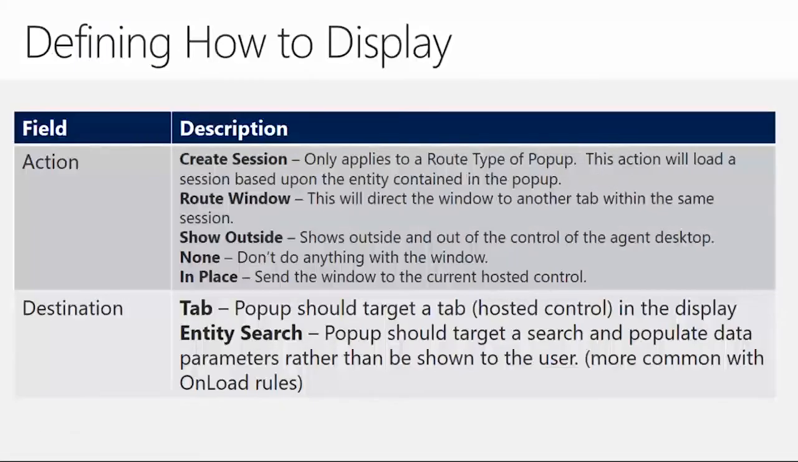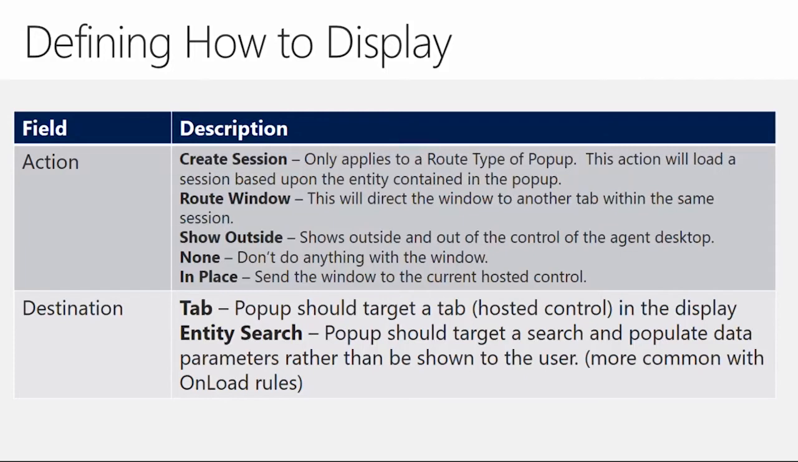The next thing that you have to look at is how do you want to display it? So there's what's called an action field. The first option that you have, if it's a route type or a pop-up option, is you could choose to have it create a new session. Much like you saw when we were initially showing you some of the search functionality, when I click on a search option or a specific record, it is using a pop-up. And within that pop-up it's saying, okay, now I want to create a brand new session within that application. It now opens that up and allows me to move to it from there.